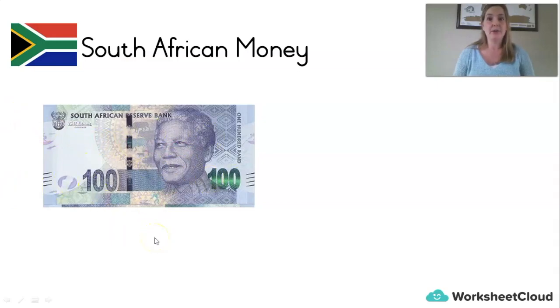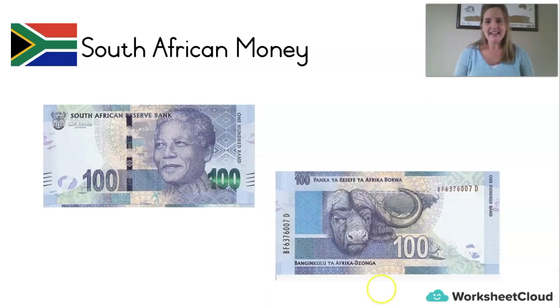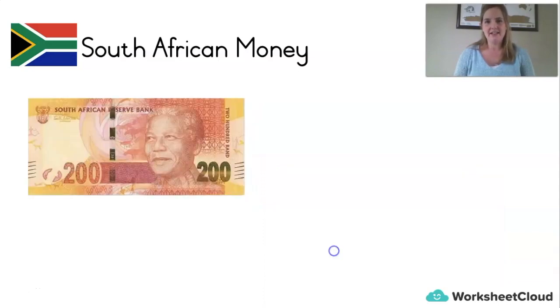It's blue. Nelson Mandela on the one side, and what animal on the other one? Do you know? Can you guess? It's a buffalo. Whoa, look at this big strong animal with these huge horns for this big number, 100 Rand notes. And who can guess the final note for today? Can you guess? What's bigger than 100 Rand?